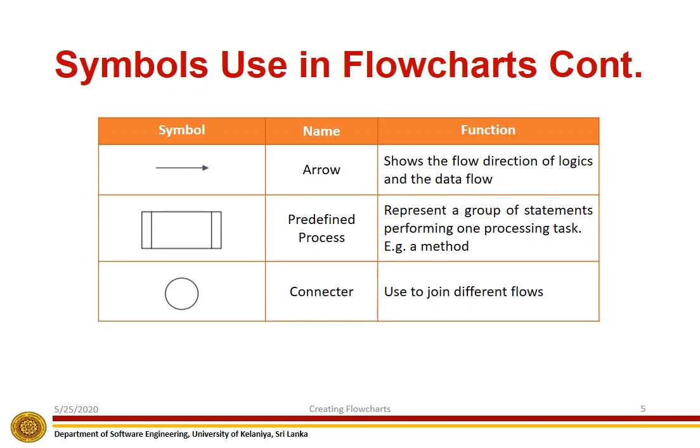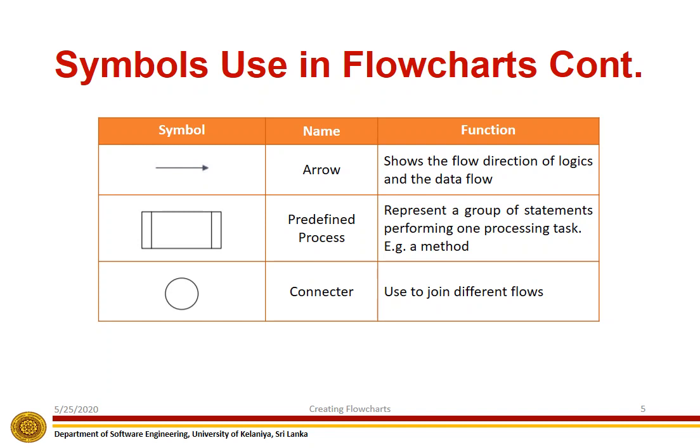The next symbol is a rectangle with two small parts divided inside. We call it the predefined process symbol. This is not as common as the earlier symbols. This symbol represents a group of statements performing one processing task. It means a reference to another process within this process. For example, we can call a method inside this process.